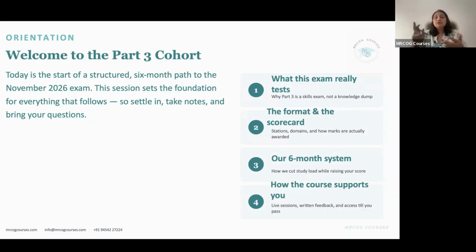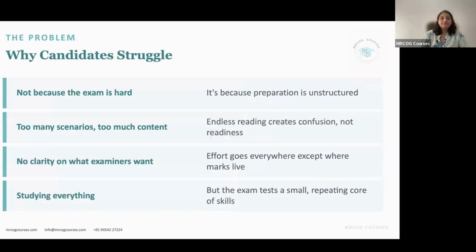How the course supports you. We have live sessions, written feedback, and access till you pass. Library access will continue till you pass. Your live sessions will be 16 as we are starting now. So that will be like this.